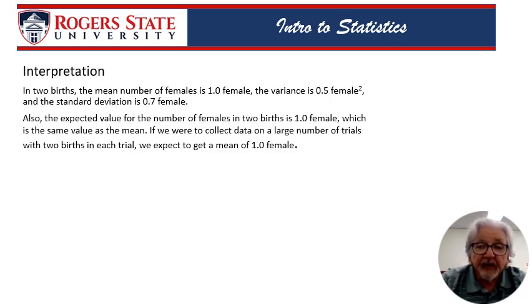Interpretation. In 2 births, the mean number of females born is 1, the variance is 0.5, and the standard deviation is 0.707. Notice we only use one decimal point, because in my initial data there were no decimal points. So we're going to round this off to 1 decimal point, or to the tenths place, and that tells us what we've got to know.